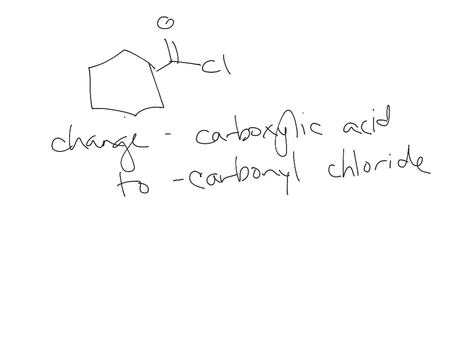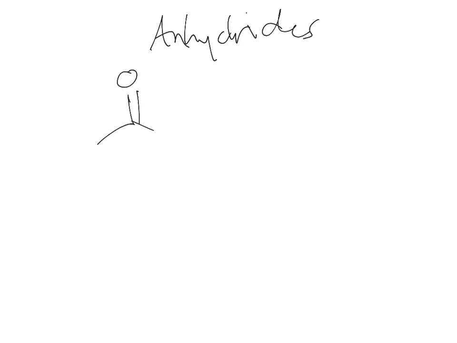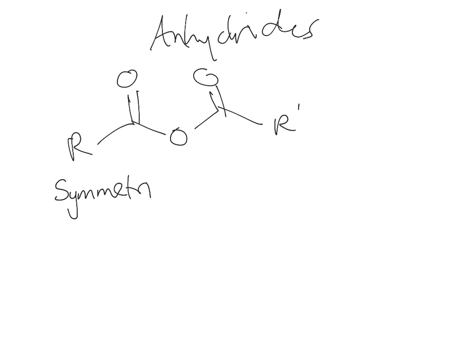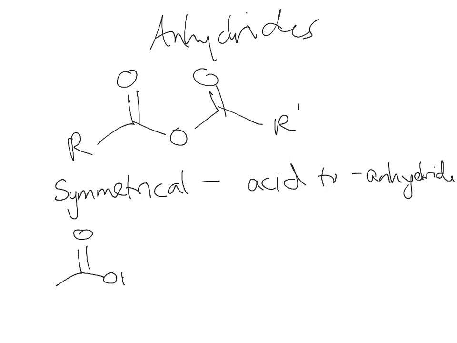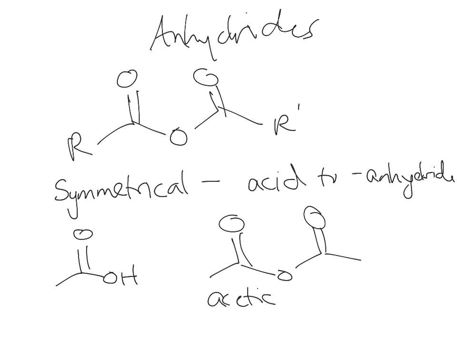Let's talk about naming anhydrides. So if you'll notice, anhydrides have two R groups. They've got this one and this one. So we can have either symmetrical anhydrides, where both R groups are the same, or we can have asymmetrical anhydrides, or mixed anhydrides. If your anhydride is symmetrical, you're going to change the word acid to the word anhydride. So if this is acetic acid, then its counterpart is going to be acetic anhydride.